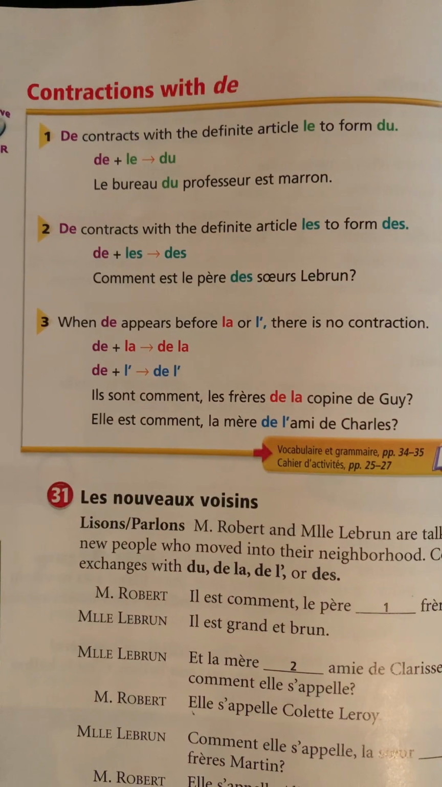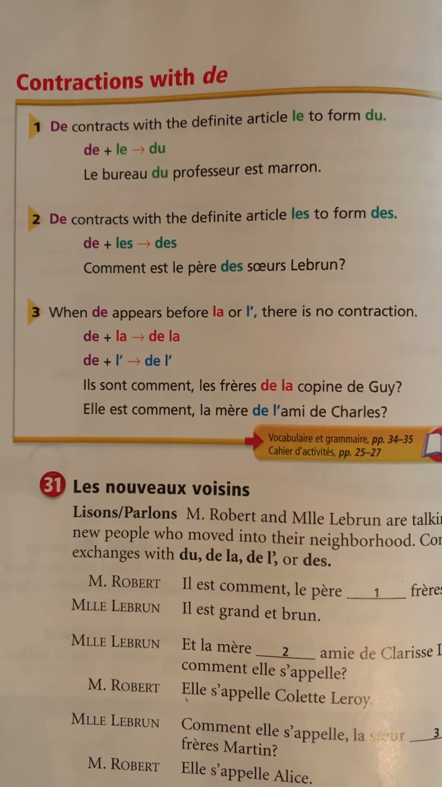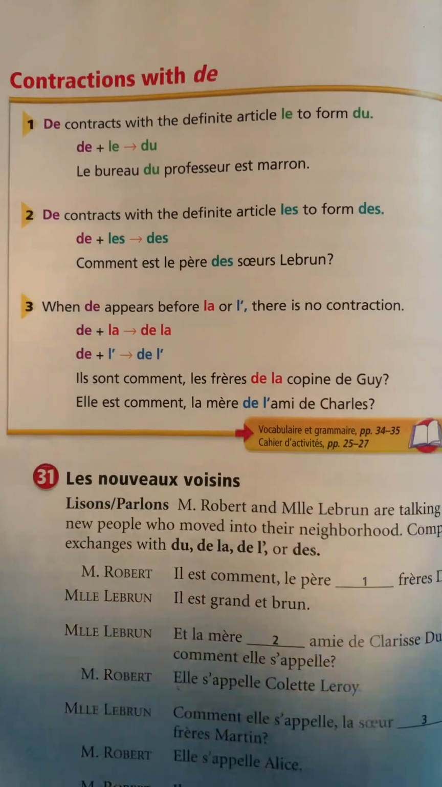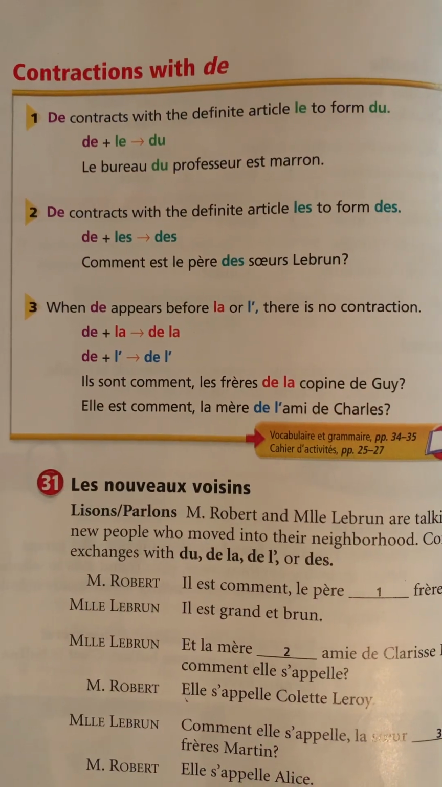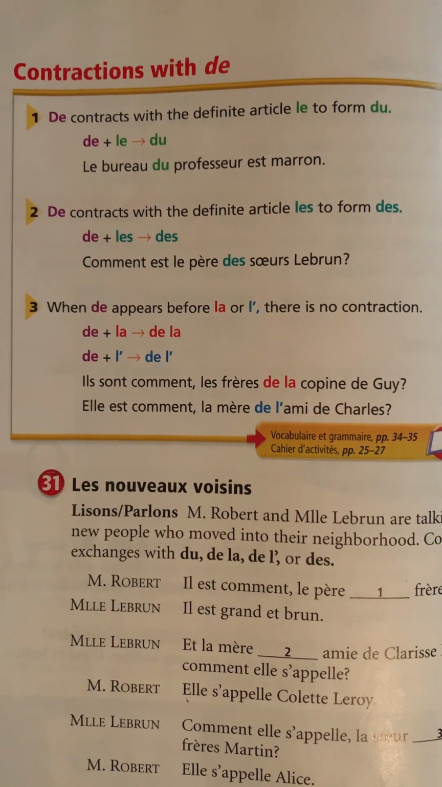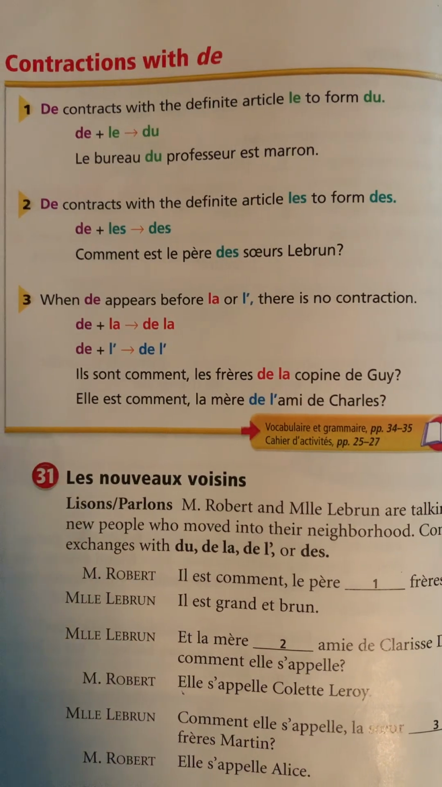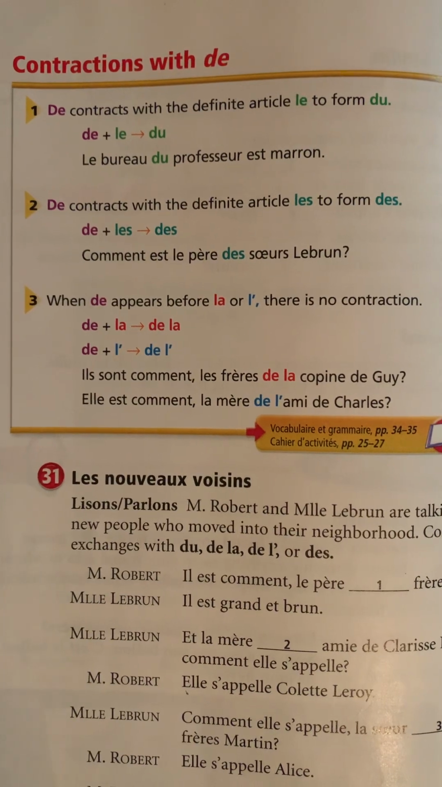So, de, if you remember from chapter 1, means of or from, and we use it a ton in French because they don't have the possessive contraction with apostrophe S. So, that means that instead of saying that is Natalie's book, they say that is the book of Natalie, which means they use of way more often in French than we do in English.